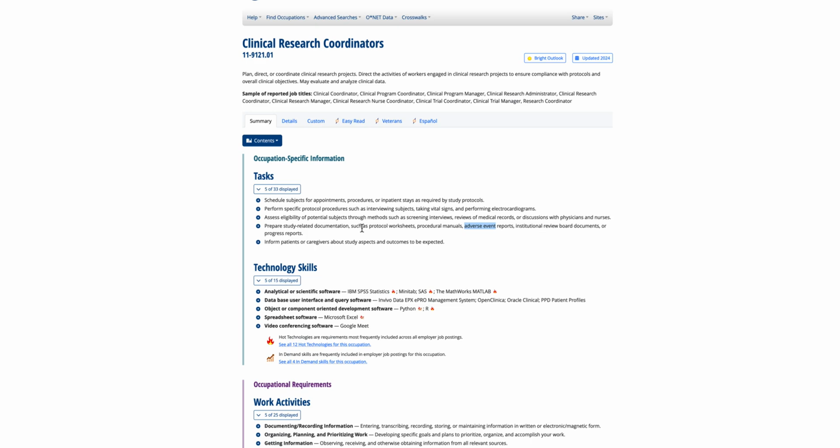So these are the tasks that a clinical research coordinator or associate is going to do.